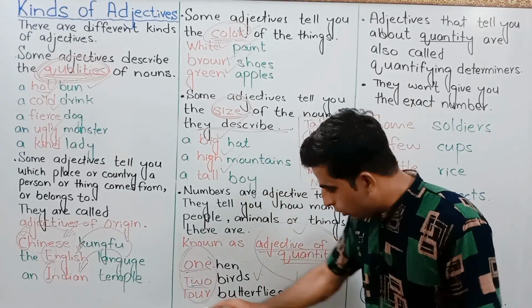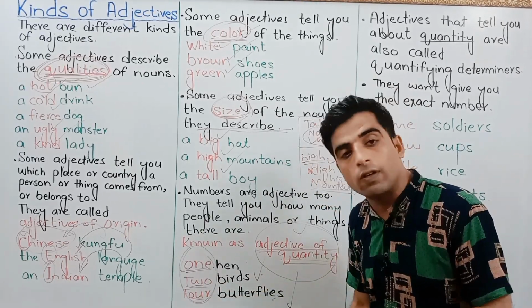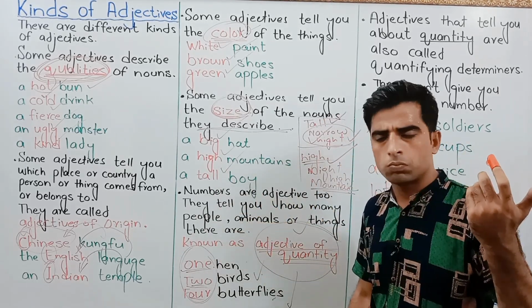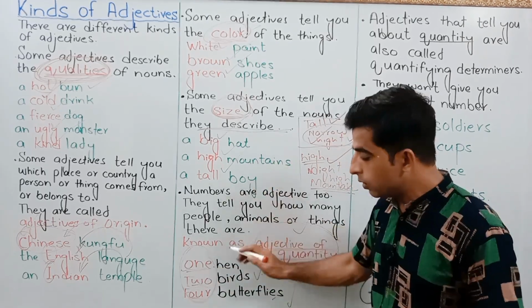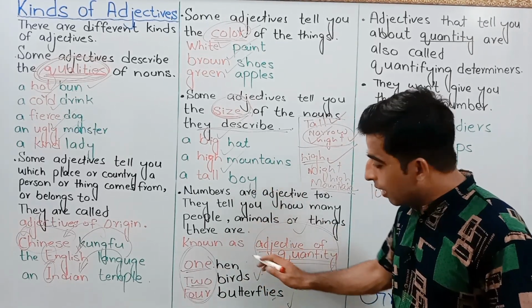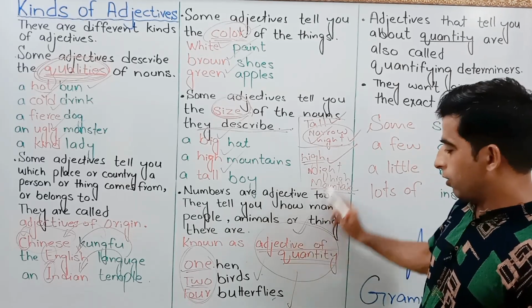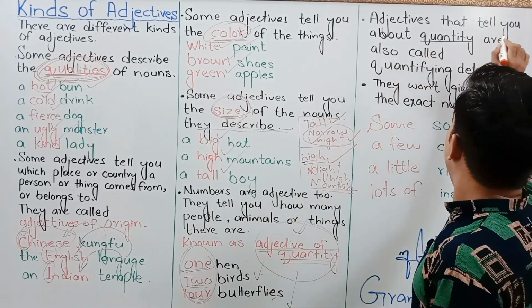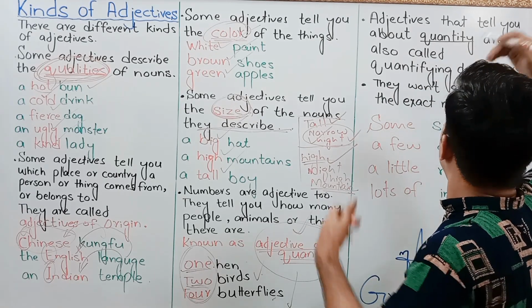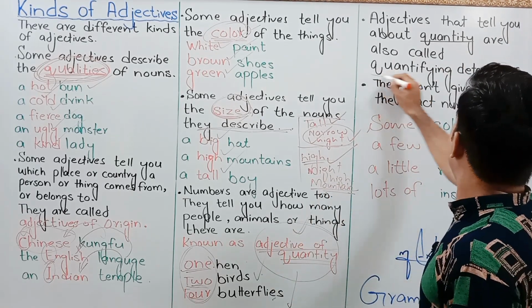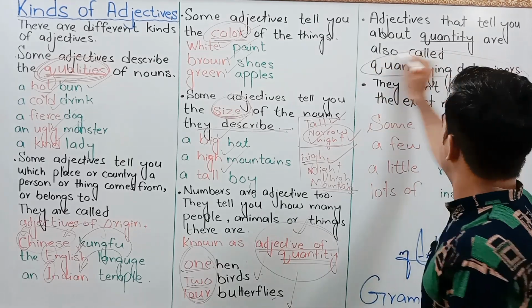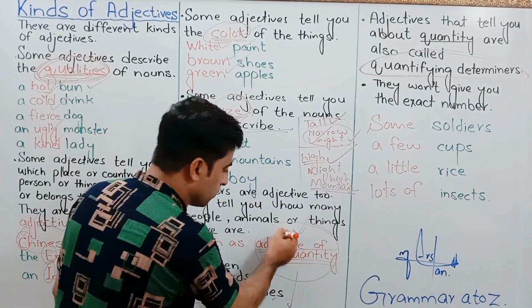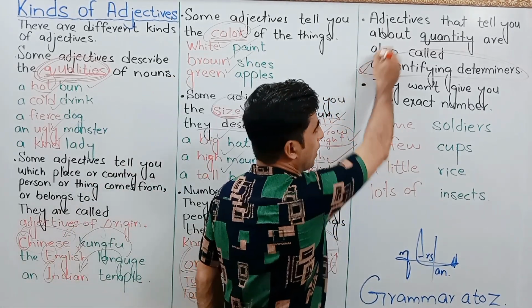Two, specific counting. For specific counting, even 20, 200, 2000, 2 million, whatsoever, specific counting. When you have specific counting, this is an adjective of quantity. Here, adjectives that tell you about quantity are also called quantifying determiners. So the question is also here: what's the difference between adjective of quantity and quantifying determiners?